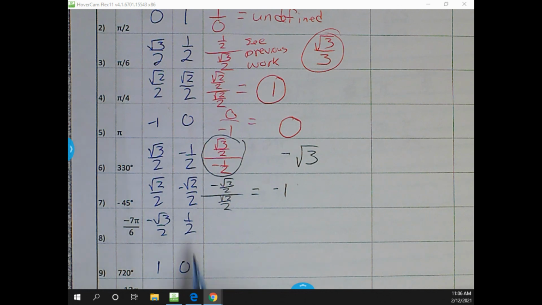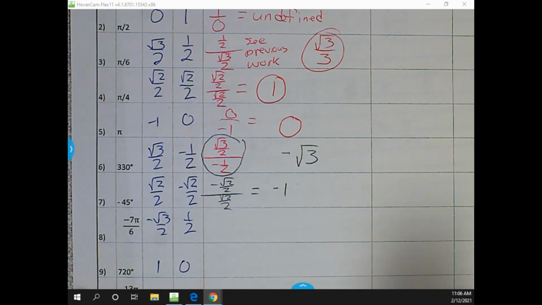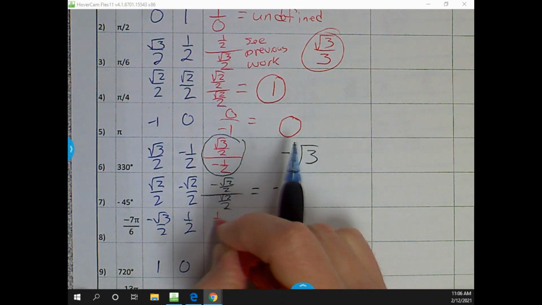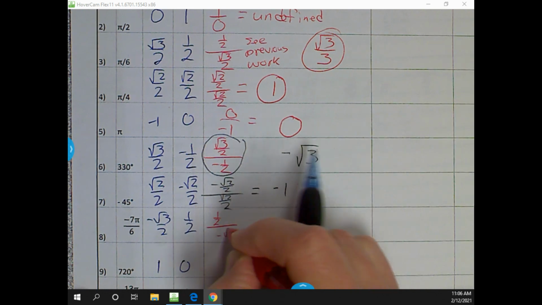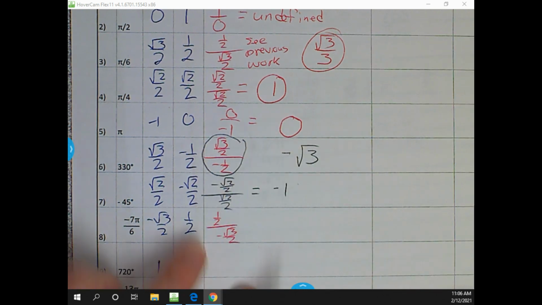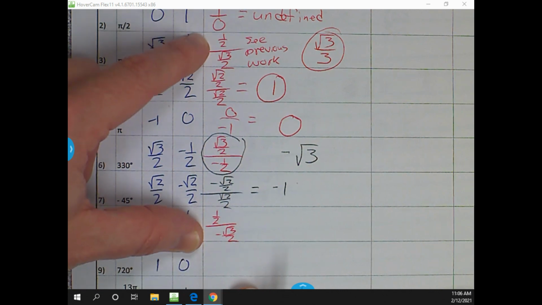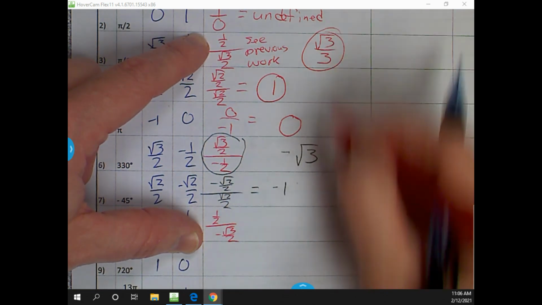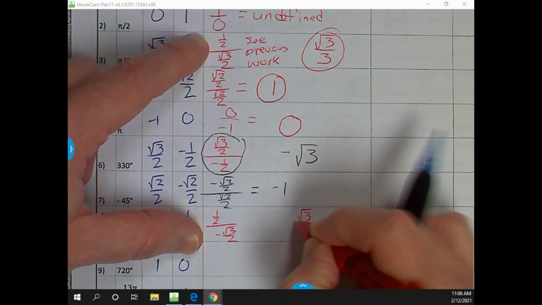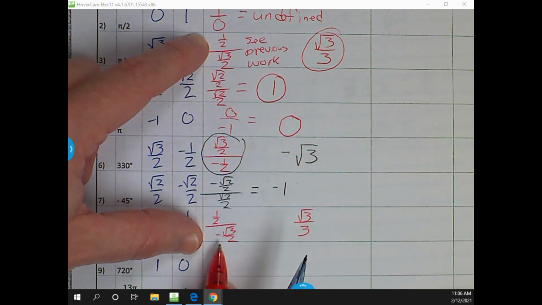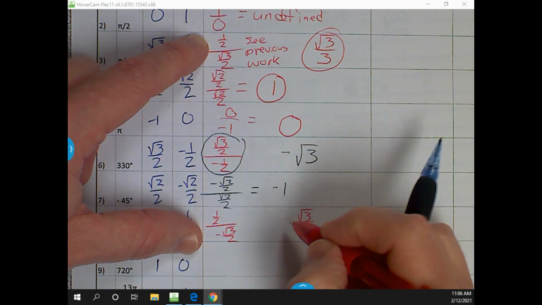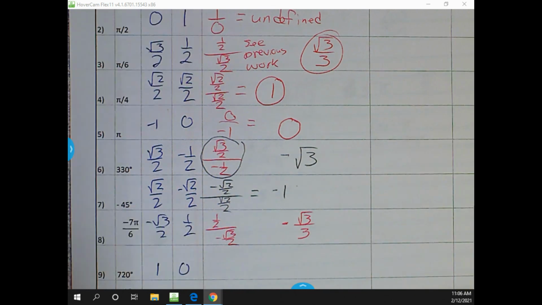When you do number 8, same thing with this one. It's 1/2 over negative square root of 3 over 2. But you've already done that one right here. So you know that this answer has to be the same as this one. This has to be square root of 3 over 3. But one of the numbers is negative, so that means the answer's got to be negative.